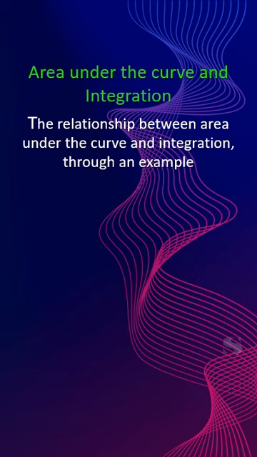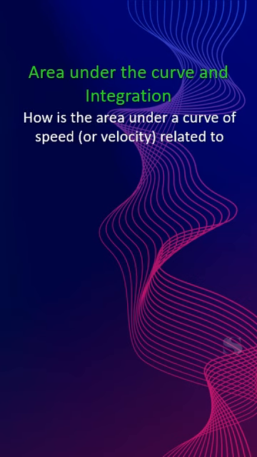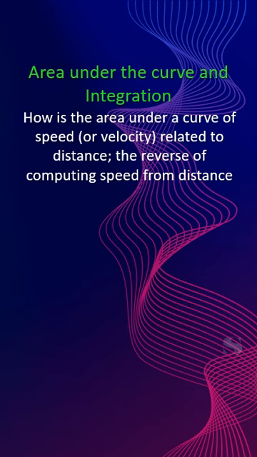Recall, the rate of change of distance traveled over time is speed. That is, speed is the derivative of distance. As also, integration is the reverse of differentiation, of finding the derivative. Thus, we will explore how the area under a curve of speed or velocity is related to distance. The reverse of computing speed from distance.